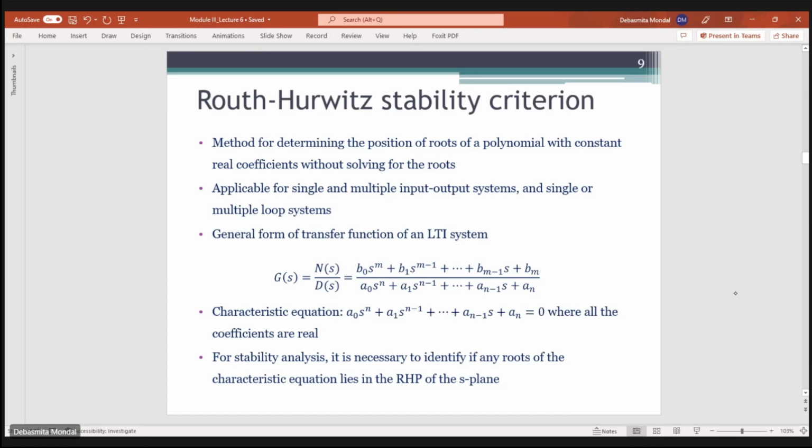If you see, this is a general form of a transfer function, expressed in a polynomial form. You have a numerator polynomial and a denominator polynomial. This is basically an nth order system. The characteristic equation for this system will be this denominator equals 0, provided that all the coefficients, a0, a1, an minus 1, an, are real.